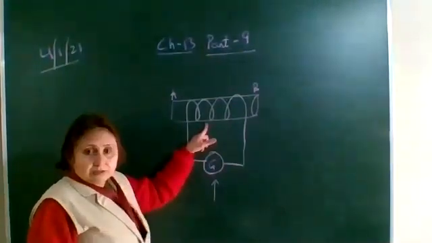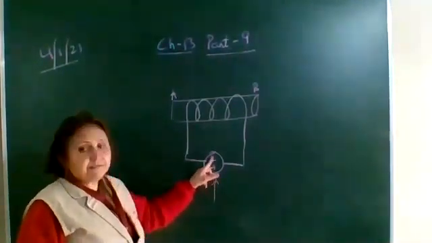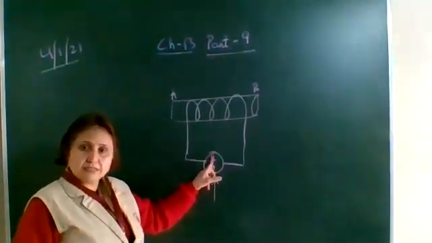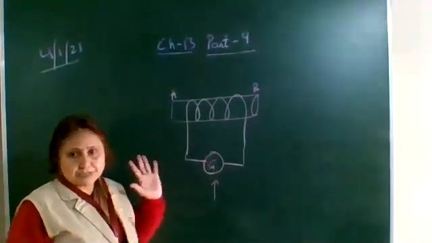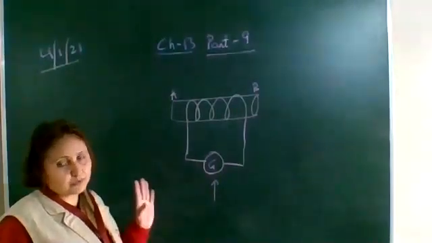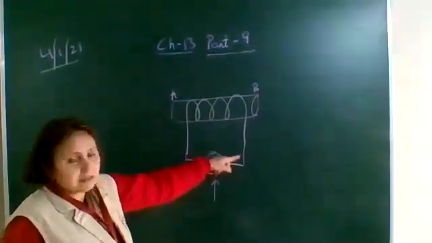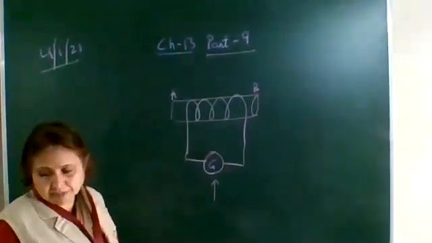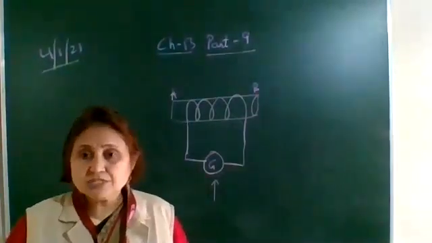Okay, now, right now, the pointer will be at the center. At the center, 0 will be written. So the pointer will be at the center. That is, no current is flowing, no current is produced in this AB coil, in this AB wire. Okay, now what is done?